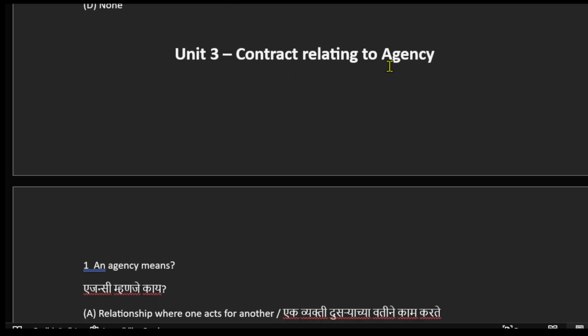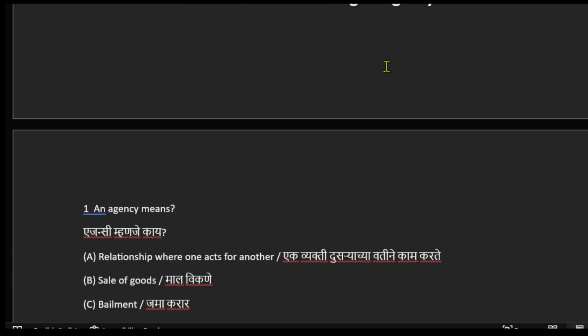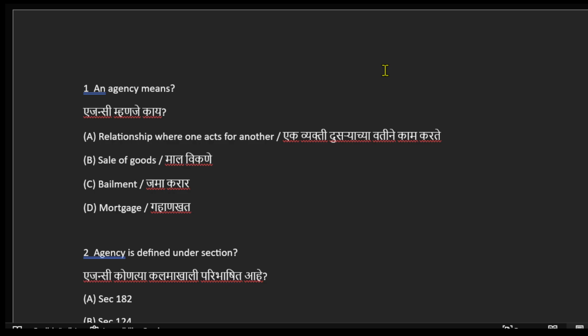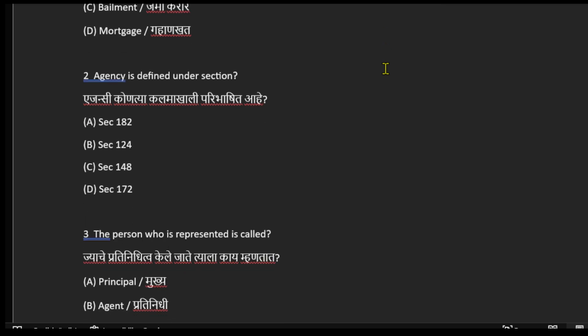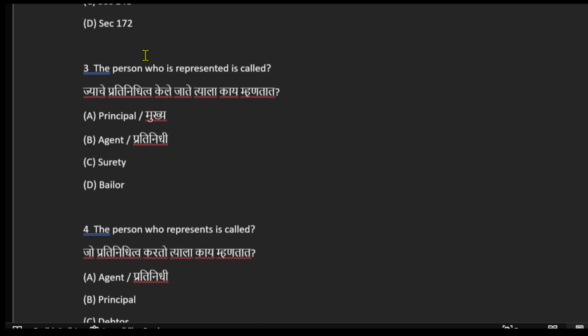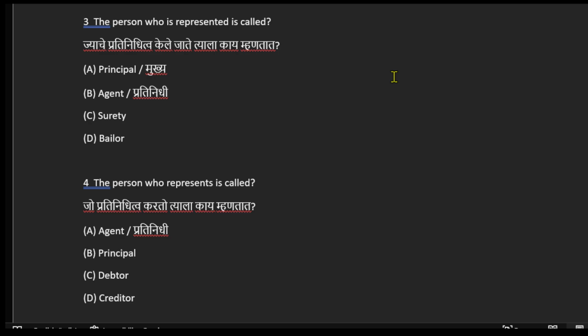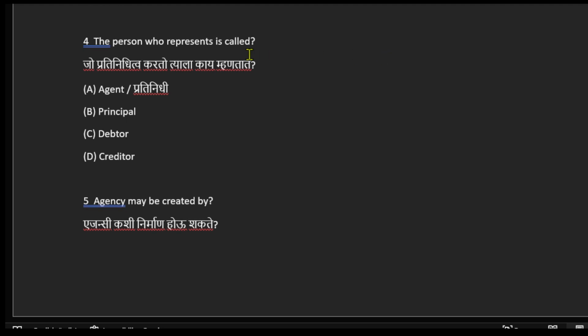Unit 3. Contract relating to agency. 1. Agency means relationship where one acts for another. 2. Agency is defined under section 182. 3. The person who is represented is called principal. 4. The person who represents is called agent.